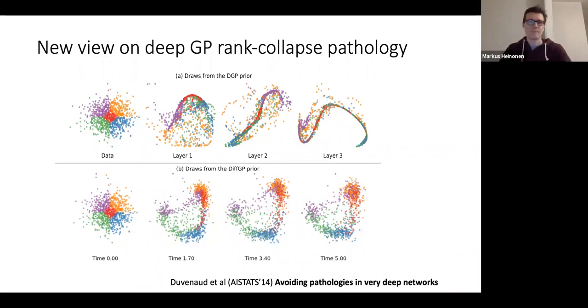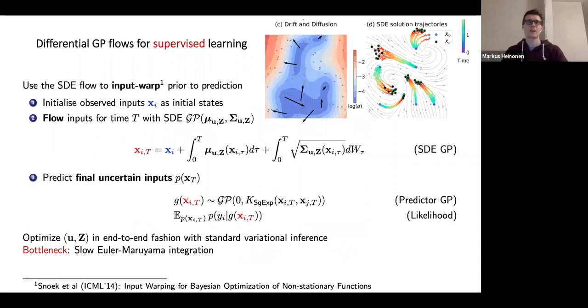Okay. So then the way we actually applied this system was to apply it for supervised learning. So what happens here is that we use the Gaussian process-induced SDE to input warp our data points. And now we are talking just as the classical classification regression settings, things like UCI benchmarks. So we just have some vector value data which have a single output that we want to predict.